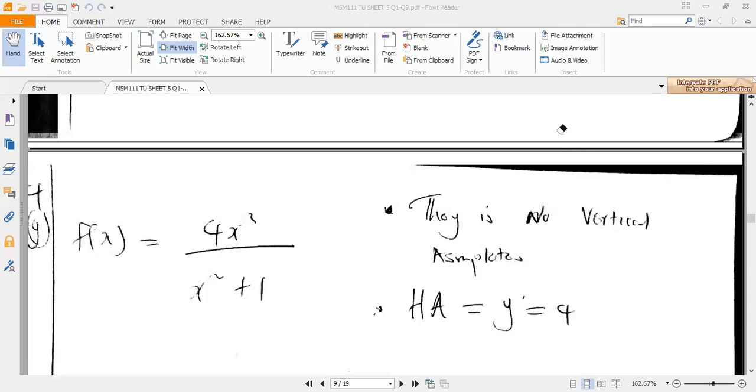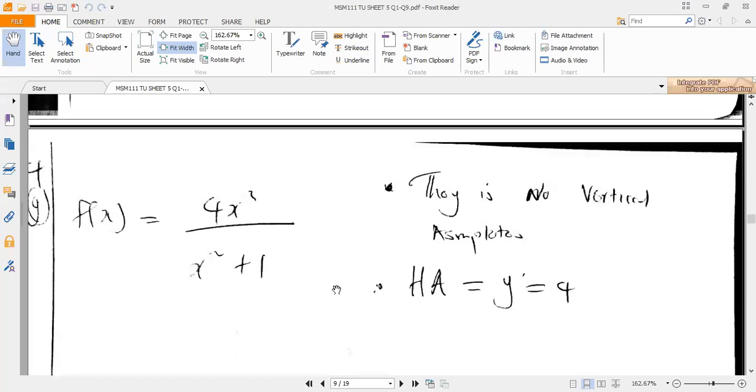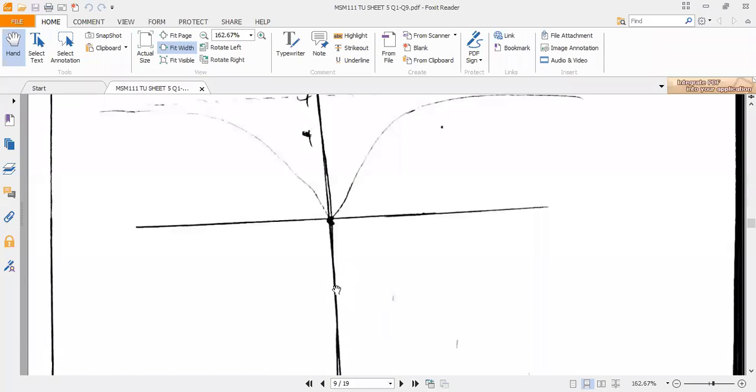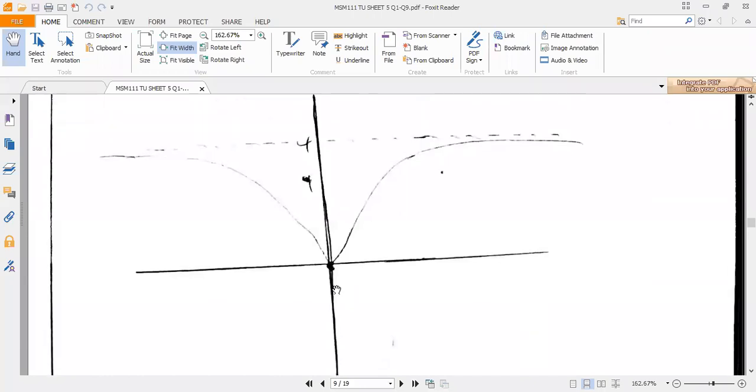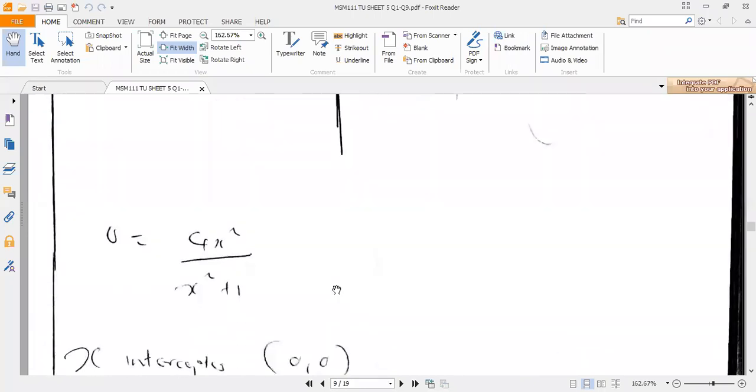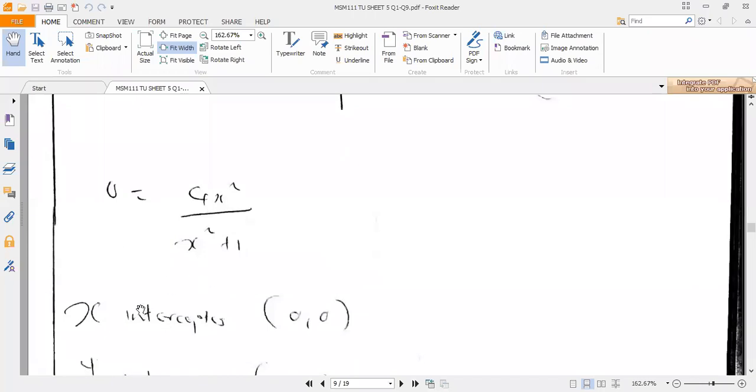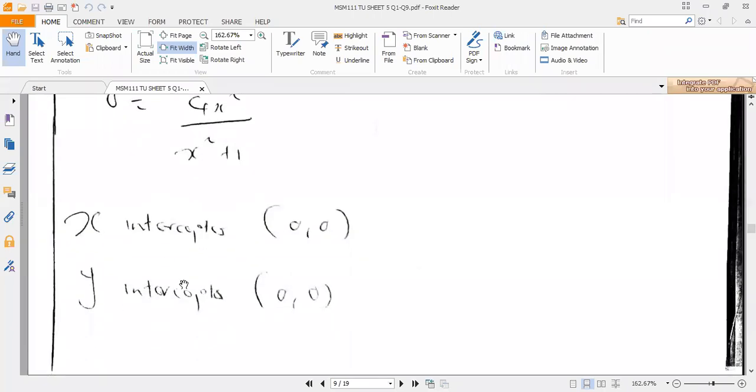Let's do this. So we were here. But remember that we can first find these two. You first find your x-intercept, which is 0, 0, because when you multiply this guy by this, it will give you 0, which is equal to 4x squared. So you find the x-intercept, and your y-intercept again is simply 0.